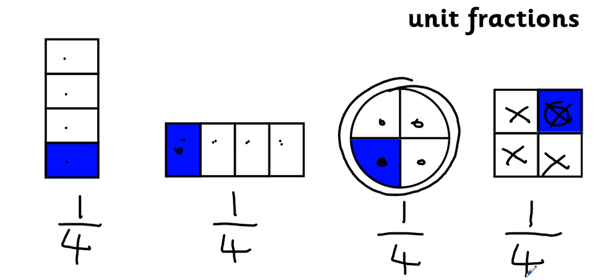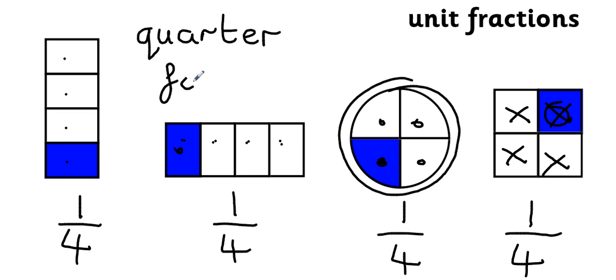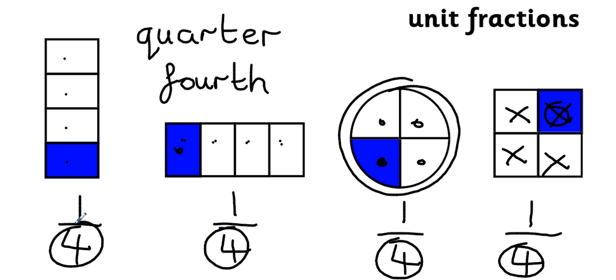Now, this fraction has two different names. I call this fraction quarter. But some people in our class will call this fraction fourth. And I can see why, because they all have the denominator of 4. It's important that you know both quarter and fourth. 1 out of 4, a quarter. 1 out of 4, fourth.